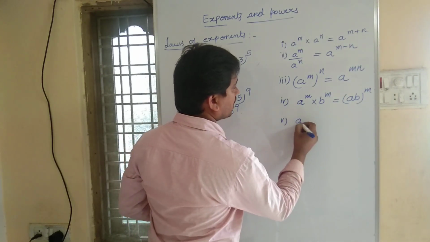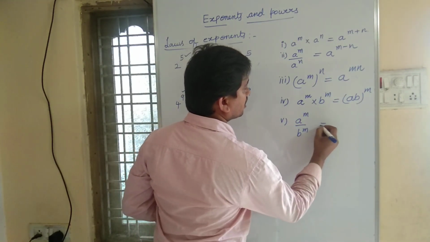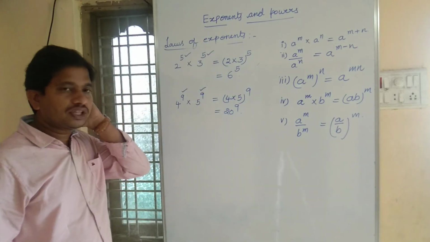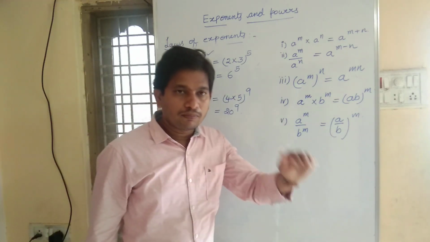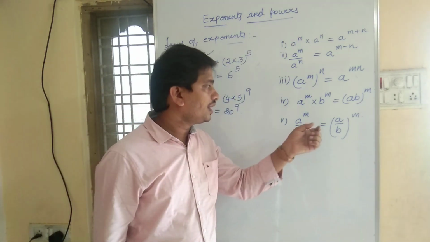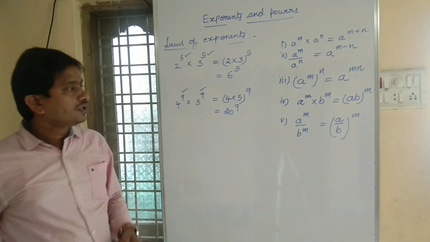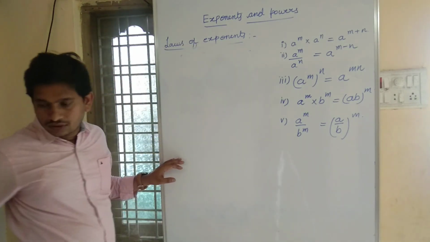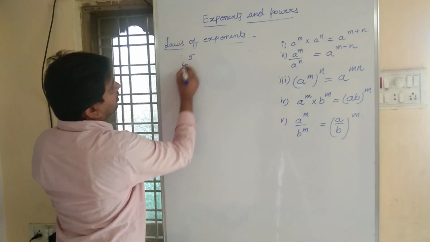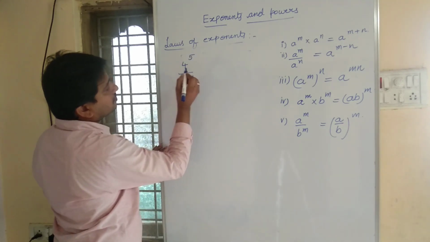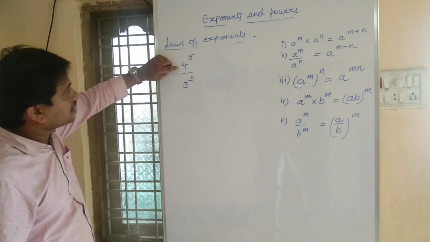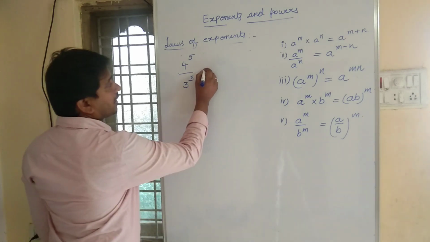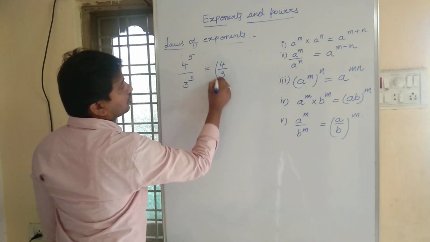Now coming to the fifth law of exponent, a power m by b power m is equal to a by b whole to the power m. Children, what is the fifth law of exponent? A power m by b power m is equal to a by b whole to the power m. Right? So for example, children, 4 power 5 divided by 3 power 5. If you observe this, it is in the form of a power m by b power m, I can write as a by b whole to the power m.